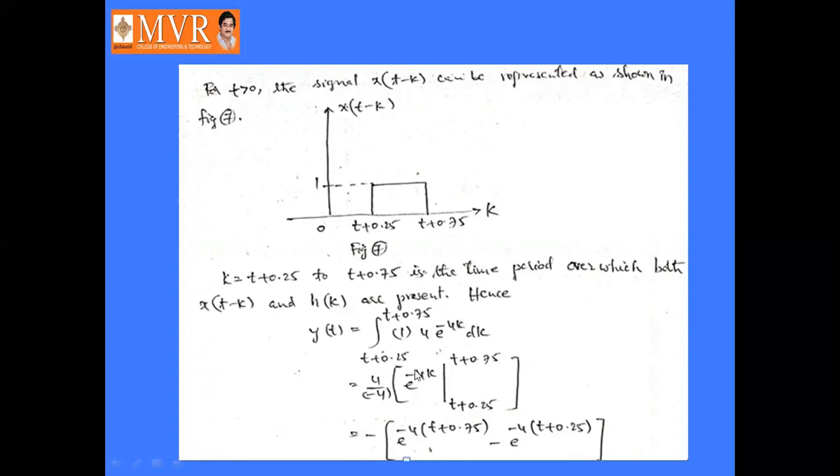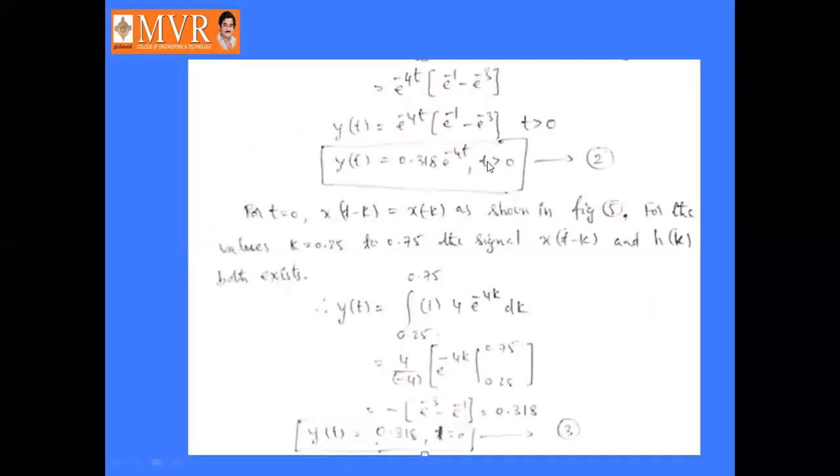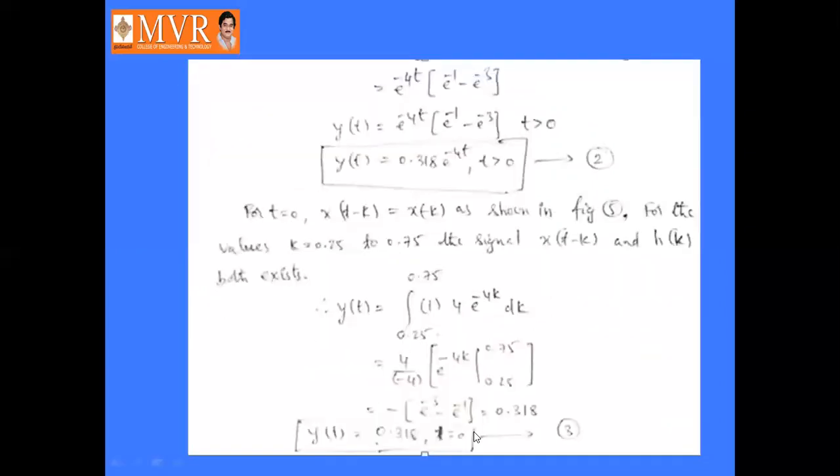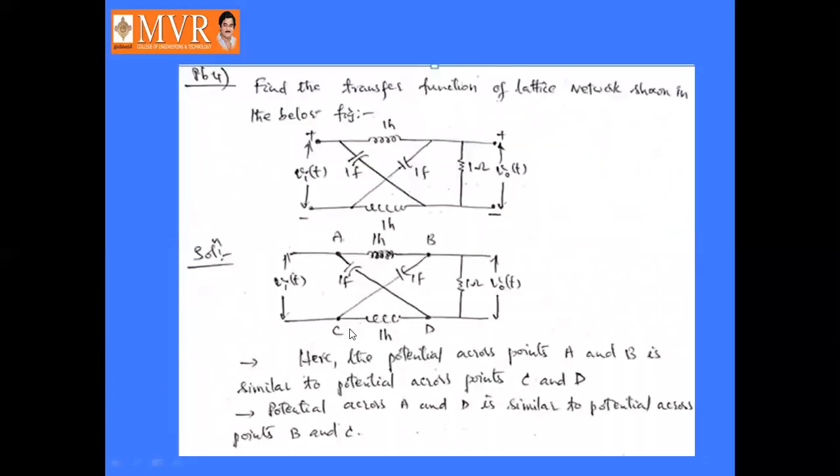We can extract this 4 outside, so 4 by minus 4 into e power minus 4k with limits of t plus 0.25 to t plus 0.75. So by simply substituting, y of t becomes 0.318 into e power minus 4t for t greater than 0. That is equation number 2. Y of t for t less than 0 is 1 minus 0.0498 into e power minus 4t.